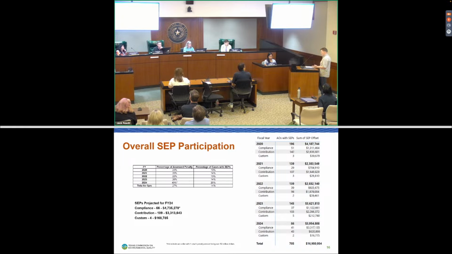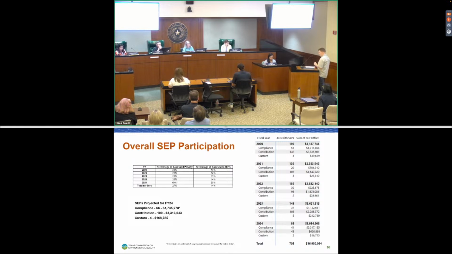As you can see on the left, like Gitanjali mentioned earlier, most of our cases containing SEPs average between 13 to 14%. Up until this fiscal year, we've seen an increase in respondents, specifically local governments, doing more compliance SEPs. You can also see on the left the average percent of assessed penalties at SEP offset amount. Let me say that again. The average SEP offset amount from assessed penalties has been about 20 to 24%.